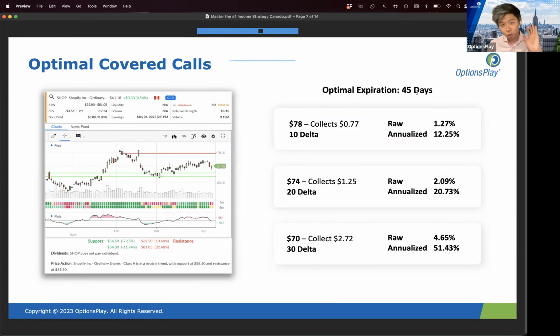So, show of hands, and actually rather, type it into your chat window. Which one would you choose? The 70, the 74, or the 78? Which one of those three prices do you think you would choose if you were selling covered calls on Shopify? Which covered call strike price would you choose?